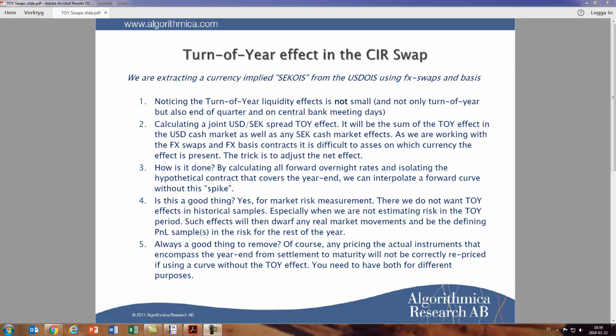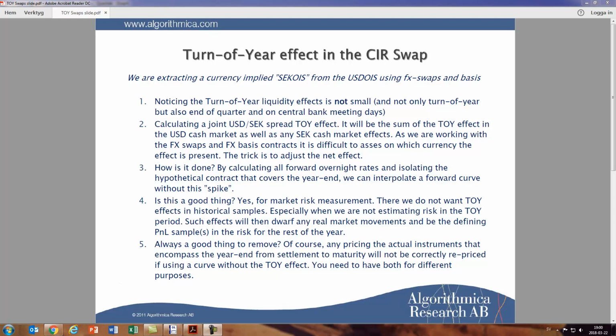Hi, today we're going to continue our swap examples and talk a little bit about the turn of year effect and how this matters. What we can notice is that when we are looking at, for instance, the dollar SEK, and we want to extract an implied discounting in SEK from the US overnight index swaps, we're just coming up to the year end. We can see implied interest rate effects, which are not at all that small.